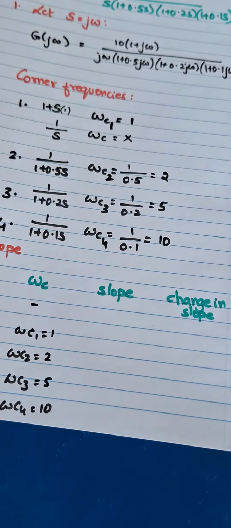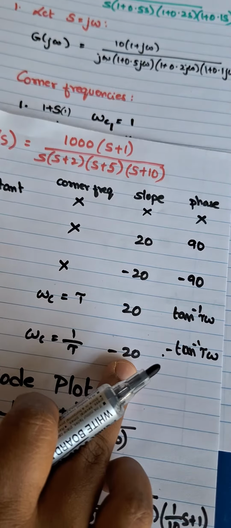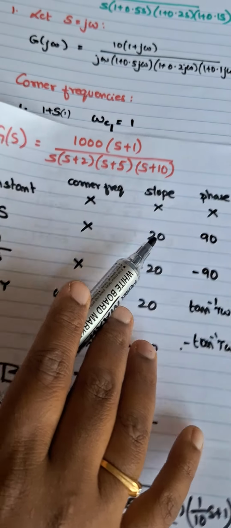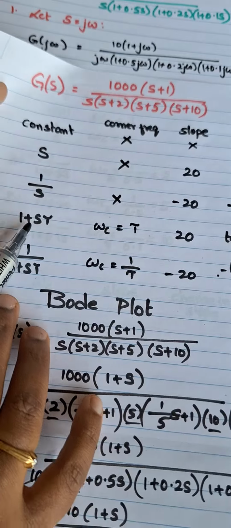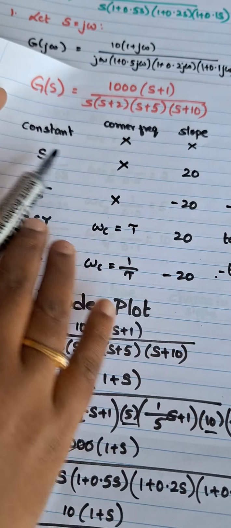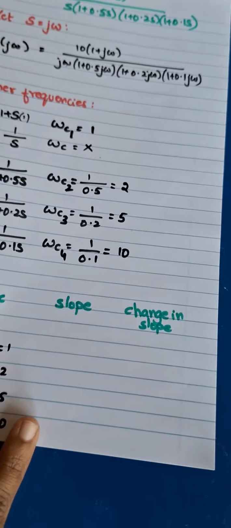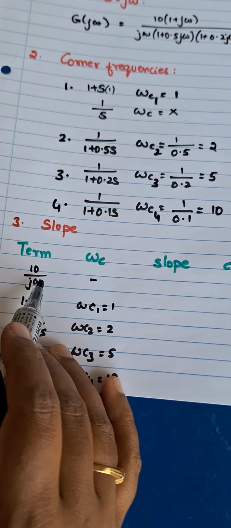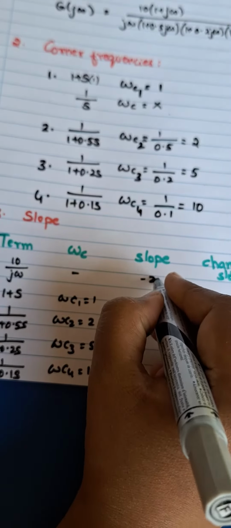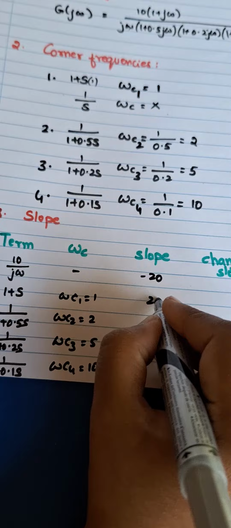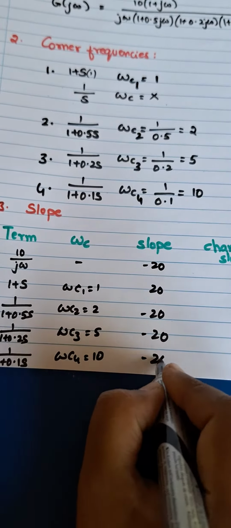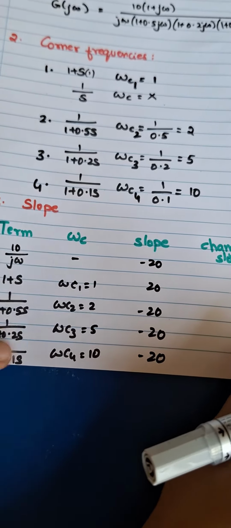Now the slope. Let us consider this table. A constant has no slope. s is 20, 1 by s is minus 20, 1 plus s is 20. The denominator has negative, the numerator has positive. Now 10 by j omega means 1 by s. 1 by s is in the denominator, so minus 20. This is in the numerator, 20. This is in the denominator, minus 20. Denominator, minus 20. So these are the individual slopes.